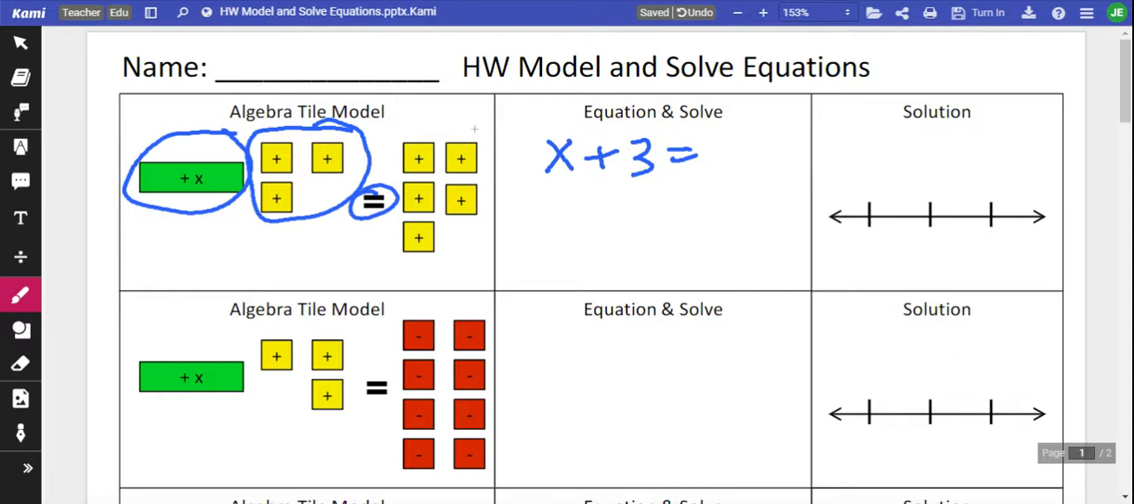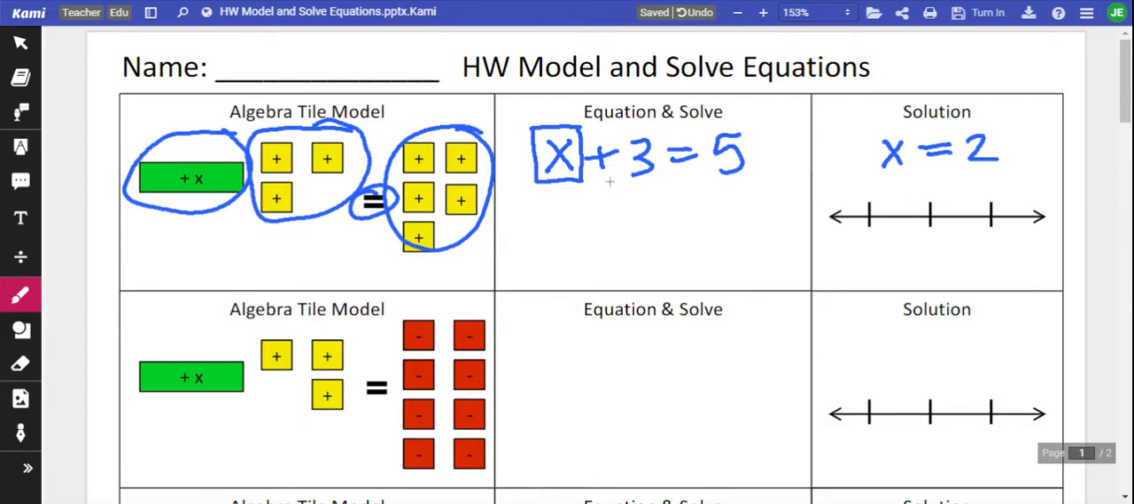Then we have our equal sign, and then on the right side, the result, we're going to have positive 5 or just 5. So as we solve this, we can look at this unknown variable here. So something plus 3 equals 5. Well, if we do a little mental math, we know if we put in 2 there, 2 plus 3 equals 5.